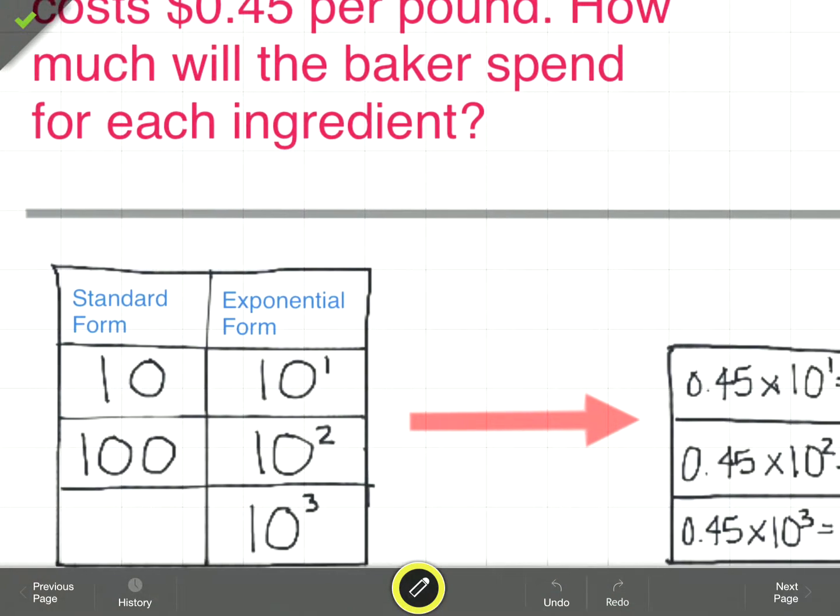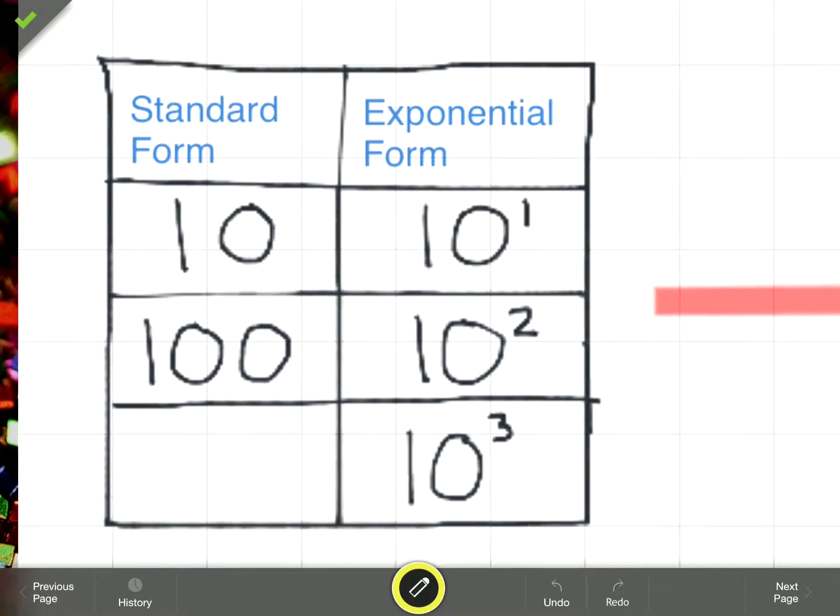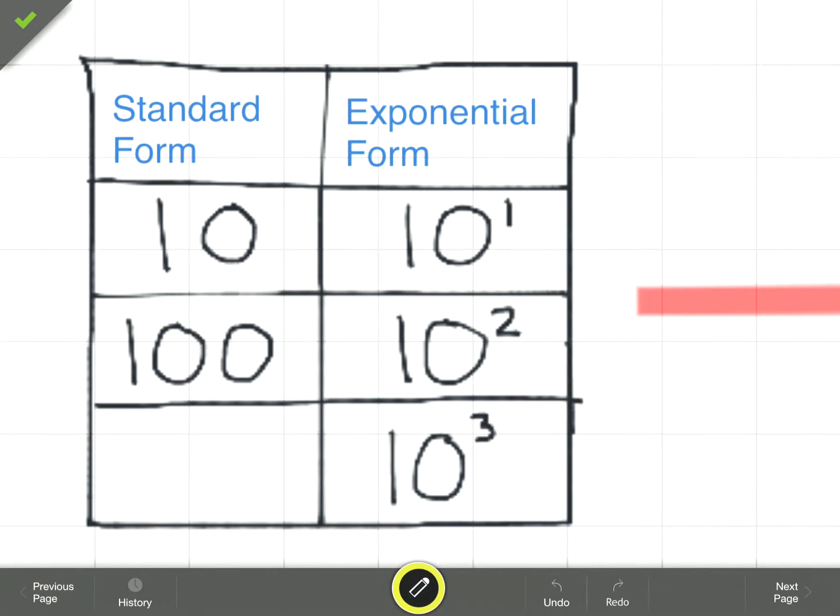First, let's look at our standard form and exponential form chart. We have to remember that 10 is equivalent to 10 to the first power, and so on for 100 is equivalent to 10 squared. But what is equivalent to 10 cubed, or 10 to the third power? Good. 10 to the third power is equivalent to 1000.